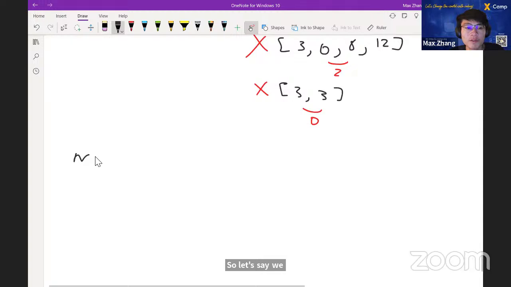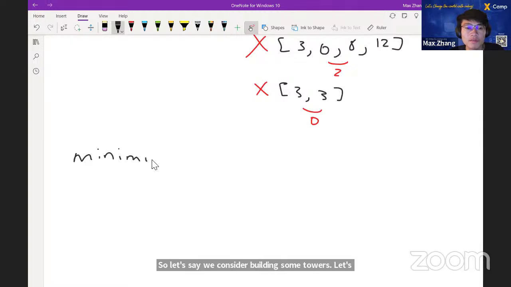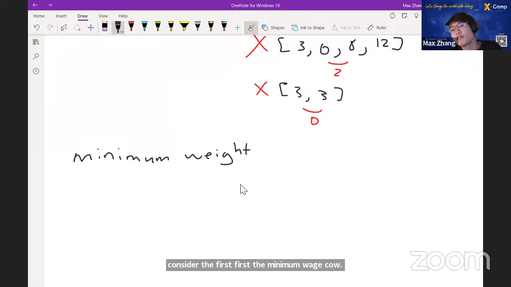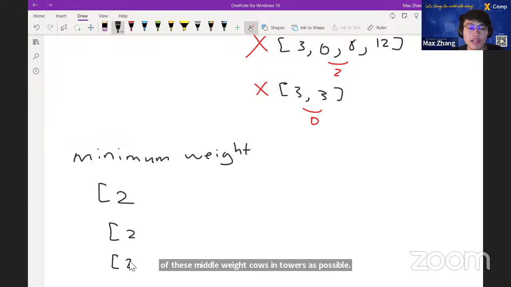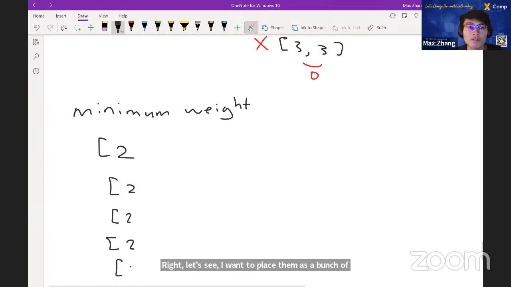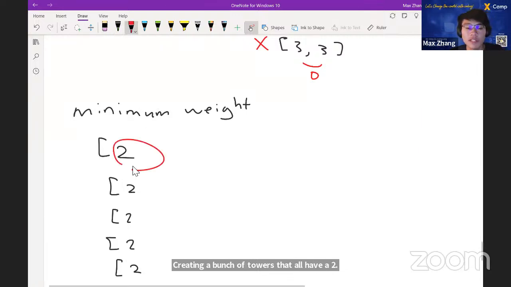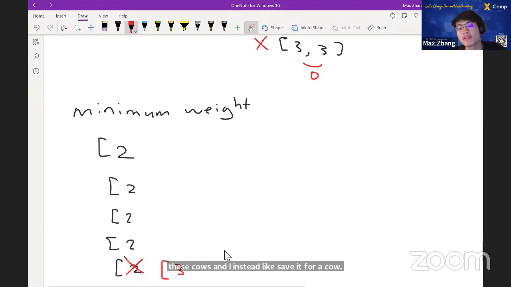Let's consider the minimum weight cow. From a greedy perspective, it would make sense to use as many of these minimum weight cows in towers as possible. Suppose the minimum weight is 2, then I want to start by creating a bunch of towers that all have 2. It makes sense to put these cows in towers with weight 2, because suppose I don't use one of these cows and instead save it for a cow that's going to have weight 3.